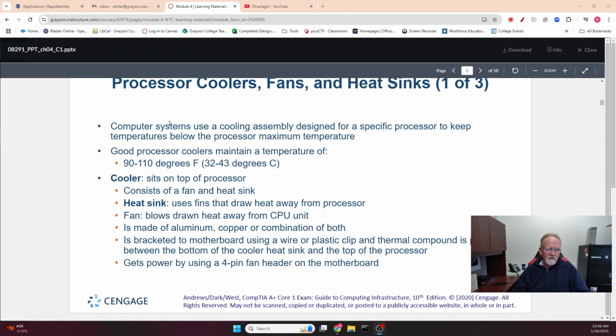Processor fans, coolers, and heat sinks. Systems use a cooling assembly designed for specific processors. That means that different processors require different kinds of coolers. However, what's common among all coolers is that they keep the temperature of the processor between 90 and 110 degrees Fahrenheit. Now that's still very hot. So safety rule: if you're working inside a computer that's been recently running, do not touch the processor, do not touch the heatsink, because they will burn you. They are very hot. This is just about hot enough to boil water. So you don't want to do that. Well, halfway hot enough to boil water. Still hot enough to burn your skin.